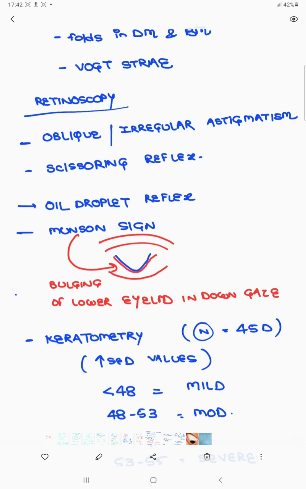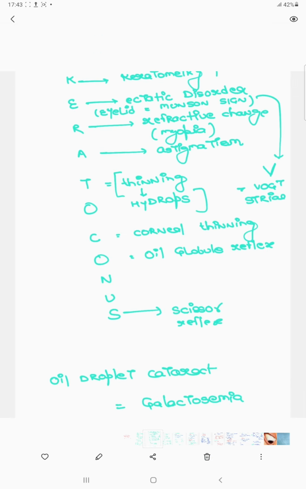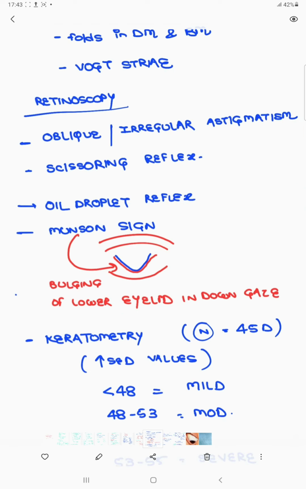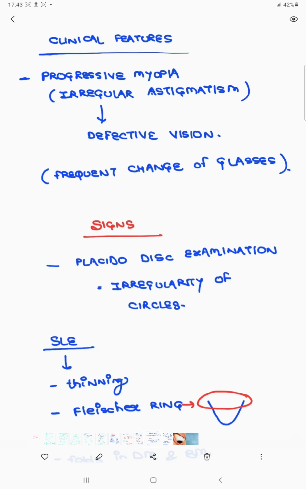And what other things are there? On retinoscopy in keratoconus we see the scissoring reflex and the oil droplet reflex. One important thing from oil droplet you have to remember: oil droplet cataract, which is seen in case of galactosemia. Remember it here only. Munson sign, I have already told you, V-shaped deformity on looking down of lower lid. This is Munson sign positive.